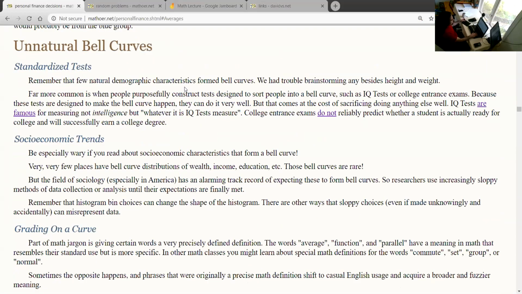The question is that all we've really done was make a test that fits people in a bell curve. We're not really sure what it measures anymore. So IQ tests are famous for measuring not intelligence, but whatever it is IQ tests measure. And people have studied the SAT tests, and they don't reliably predict whether someone is actually ready for college and will, in a few years, have a college degree. So just be aware of that. If you force things to be in a bell curve, that works. But you can't also claim that it's measuring something other than whatever you forced it to be.